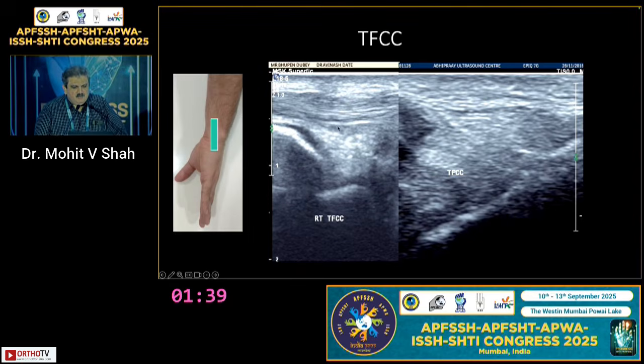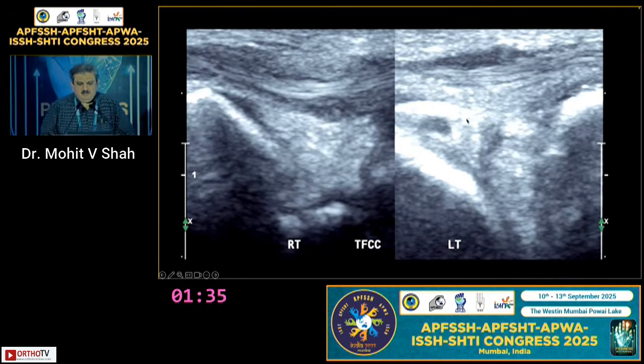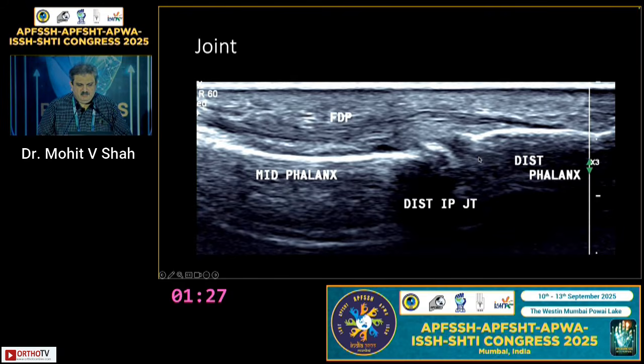Cartilage is echogenic, and it looks like a white line, and anything that is a tear in the white line stands out as a black line. That's a cleft. So that's a TFCC tear. We can identify it by the black line that you see there.